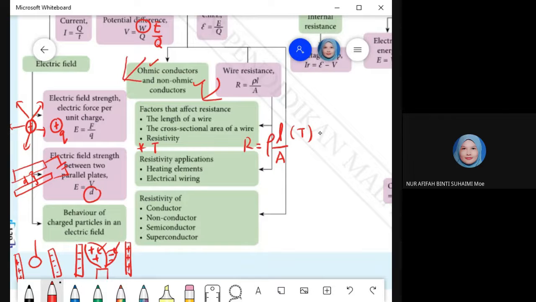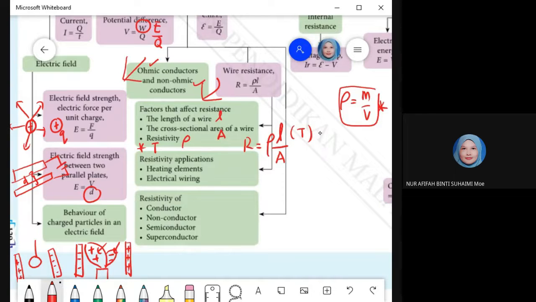One more is temperature. Resistivity: is it a good conductor? If it is a good conductor, its resistivity is very low, easy for current to flow. This rho refers to resistivity, not density. Density is different; the density formula is rho equals m over V. This one we refer to as resistivity. Resistance equals resistivity times length over cross-sectional area of the wire, area, not diameter. Length L, cross-sectional area A, and resistivity rho.